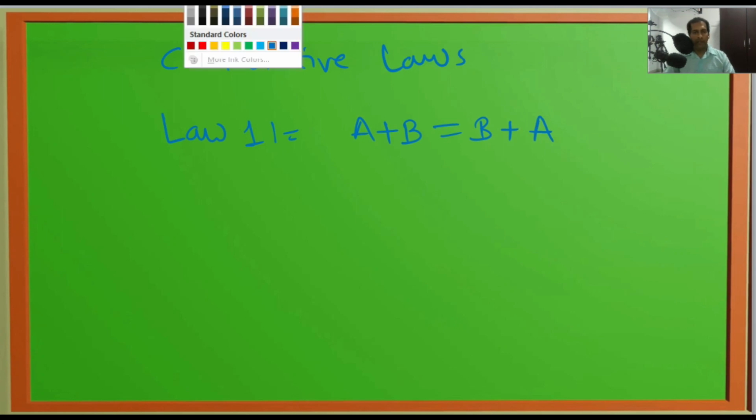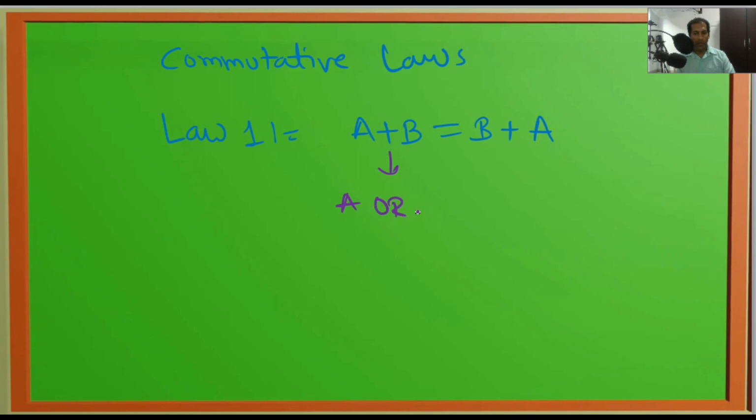The next type is commutative laws. Commutative laws allow the change in position of AND and OR gate inputs. There are two commutative laws. The first law, law 1, states that A plus B is equal to B plus A. That means in addition, the position of the operands can be changed. So A or B operation will be similar to B or A operation. That is the simple meaning, right? This means it doesn't make any difference which input of an OR gate is connected to A and which to B. So in diagram form we will see.